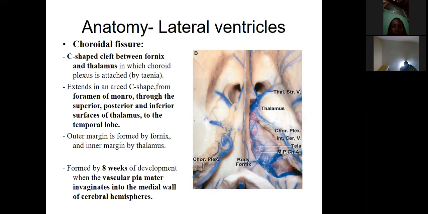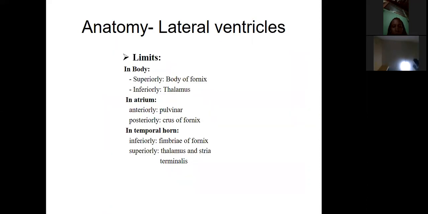So as we said earlier, this choroid plexus is continuous with the third ventricle, and actually it is a protrusion of the third ventricle through the choroidal fissure that forms this choroid plexus at the level of the lateral ventricles. The limits of the choroidal fissure depend on which part of the lateral ventricle we are looking at.